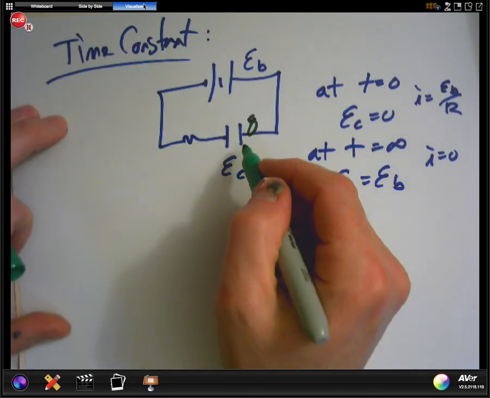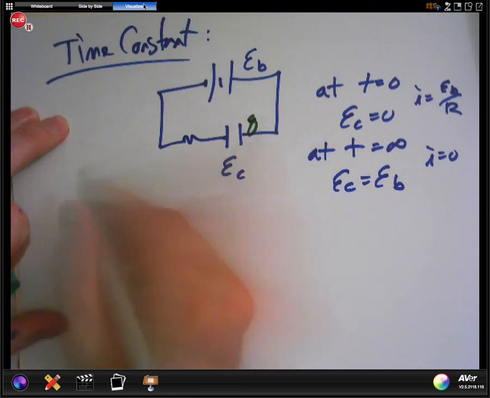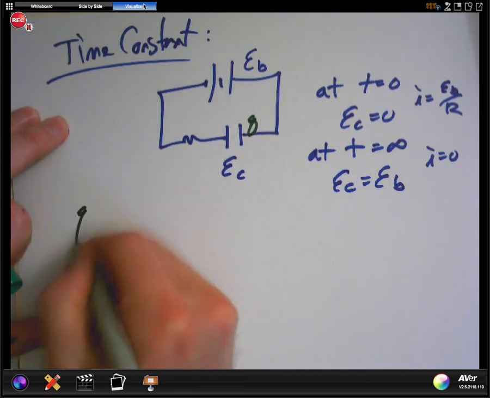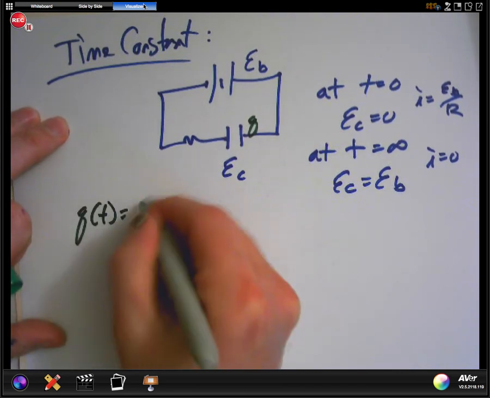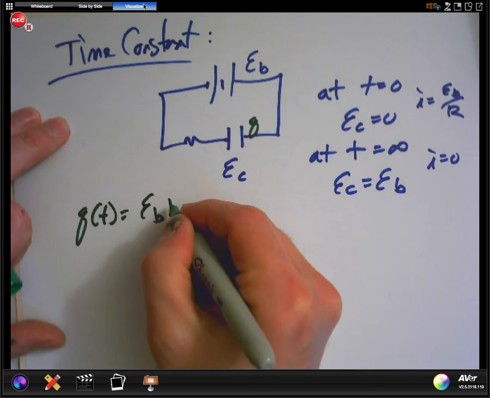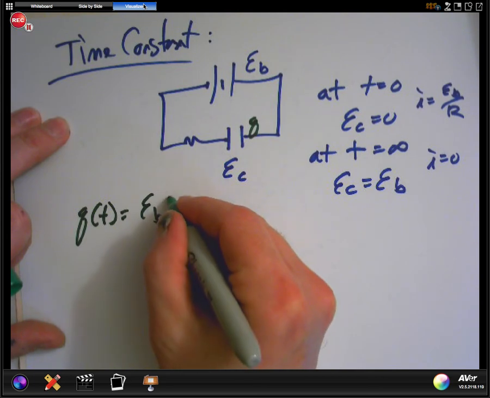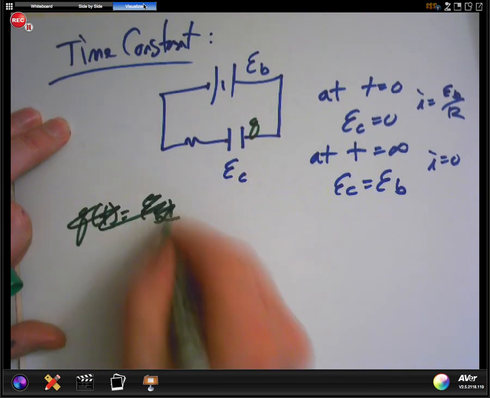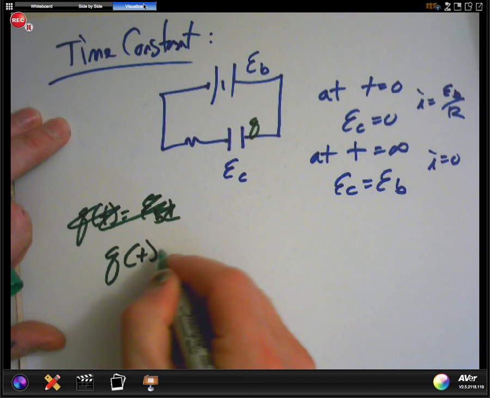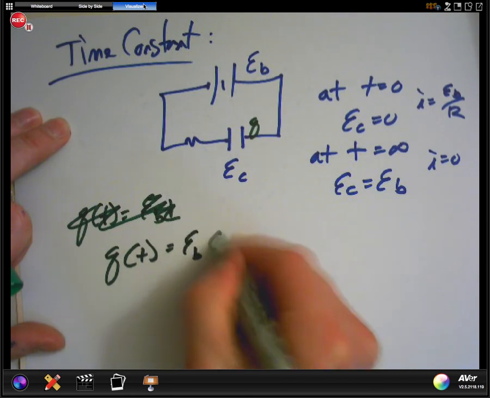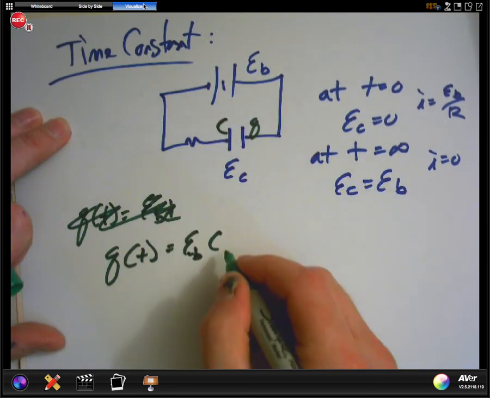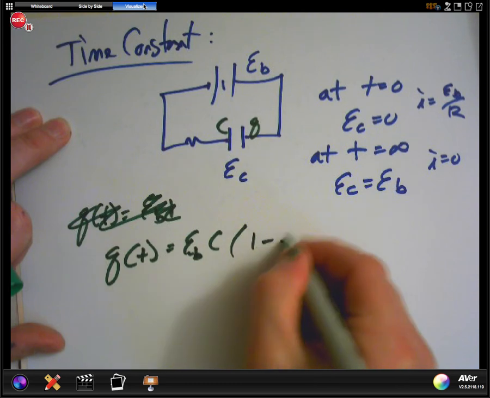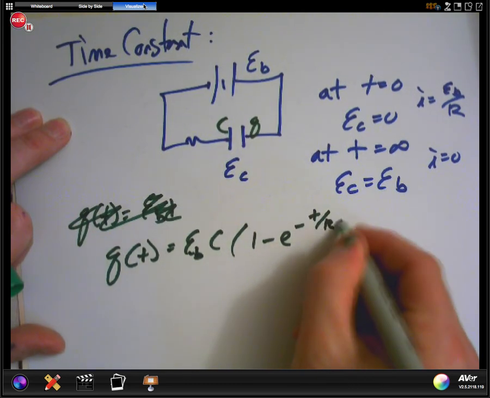So if I want to think about the amount of charge here, we had developed a charging equation. So we said the charge would be the epsilon of the battery times the capacitance value. So we've got to give that some capacitance value. 1 minus e to the negative t over RC, like that.